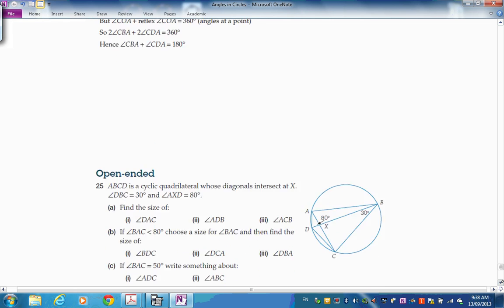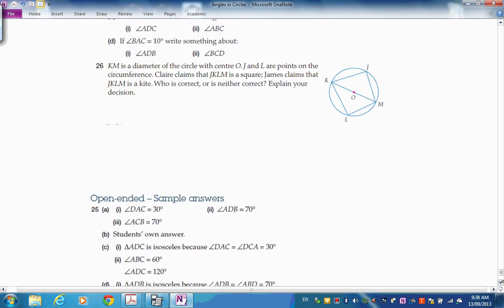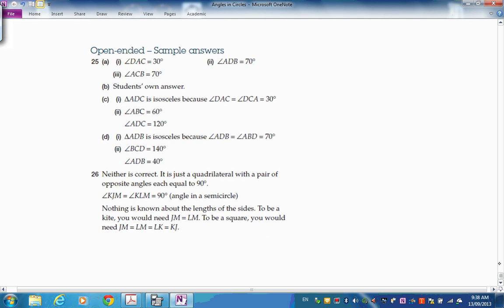Okay, and some open-ended questions here. A couple of open-ended questions. Pause that and let's have a look at the answers. Okay, how did you go? A different way of thinking, isn't it? So you've got to get into that discipline of a logical process, converging on an answer, deductive reasoning there.